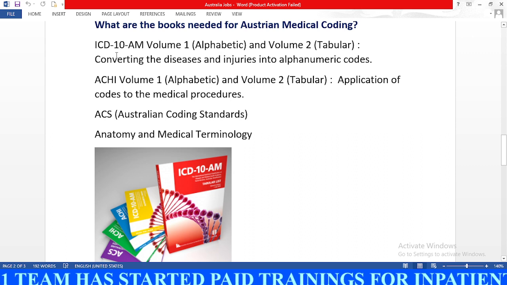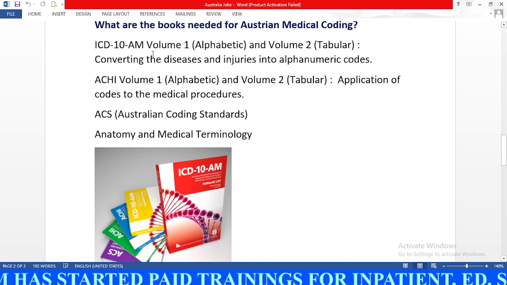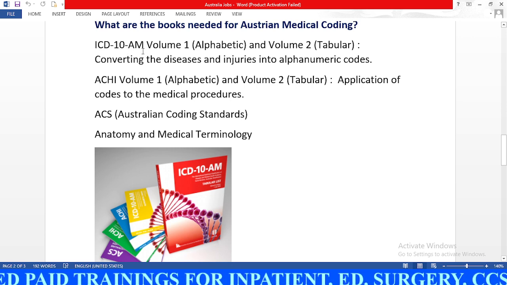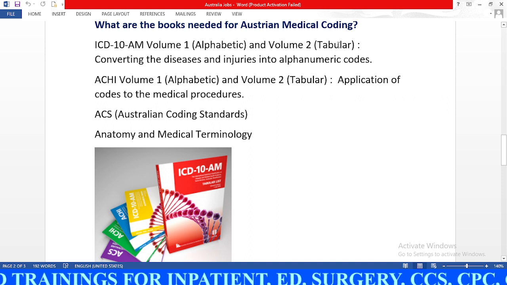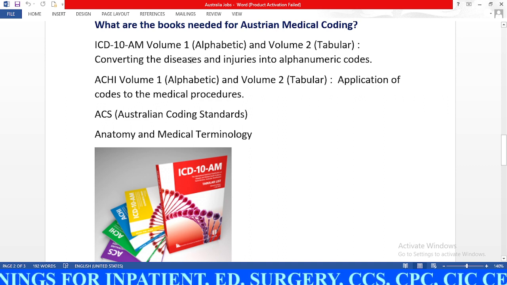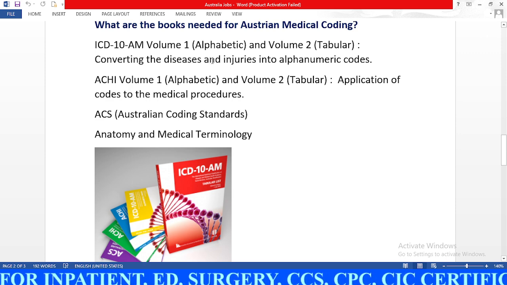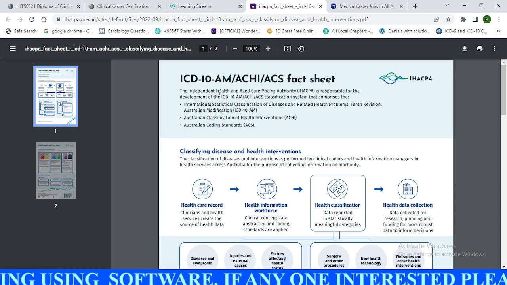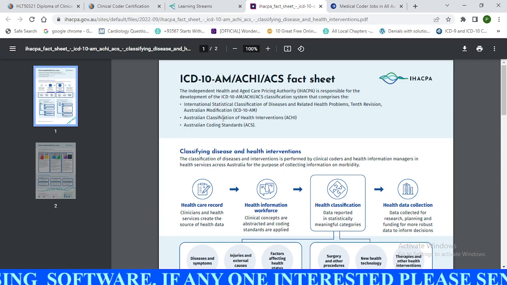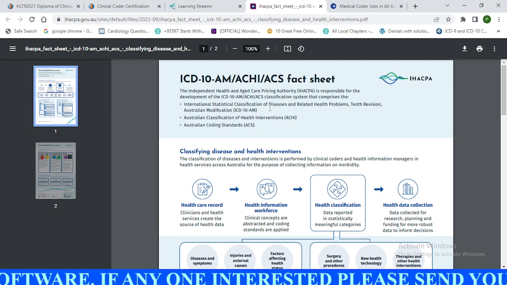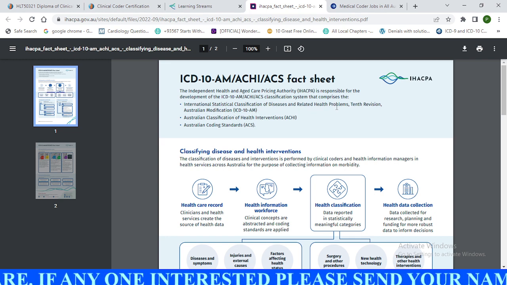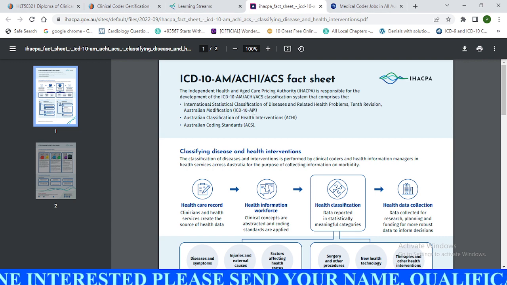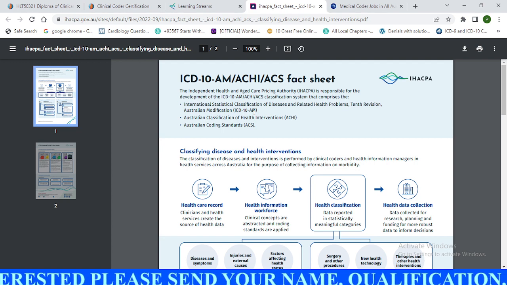As usual in the US or India we use ICD-10-CM, clinical modification, but in Australia they call it ICD-10-AM, which is Australian modification. We have alphabetic and tabular, two volumes. Using this ICD-10-AM we will convert diseases and injuries into alphanumeric codes. For diagnosis, they use the International Statistical Classification of Diseases and Related Health Problems, 10th revision, Australian modification, ICD-10-AM.